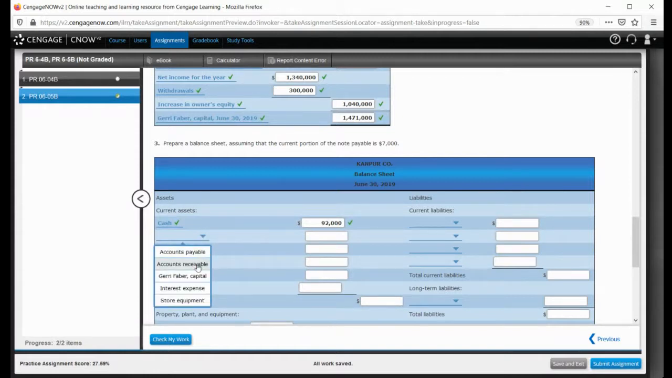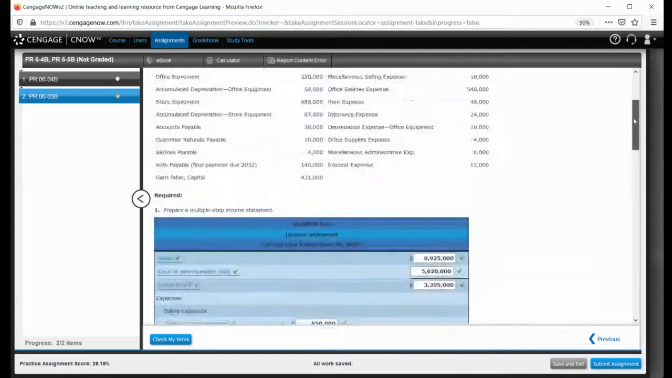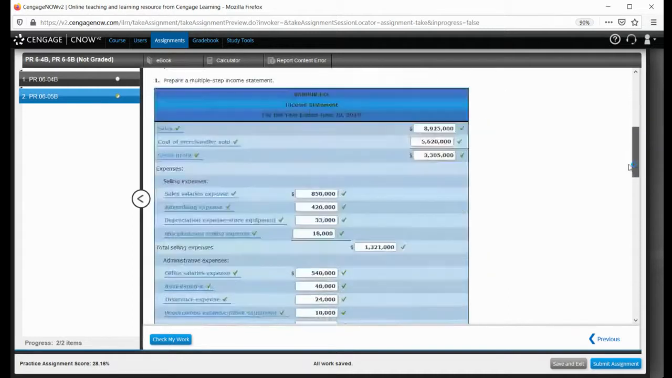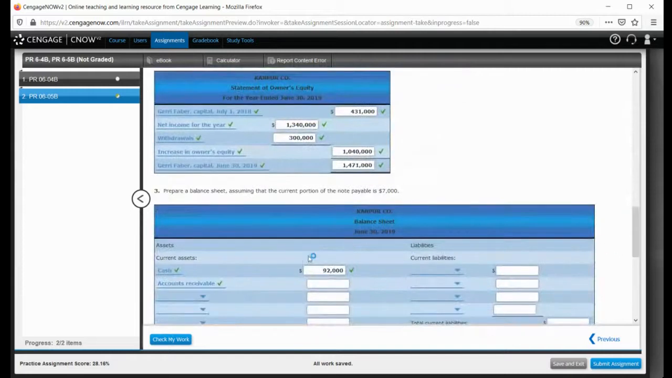The next account that we will list is accounts receivable. Accounts receivable, as you know, is a current asset because we expect that we can convert this $450,000 to cash within 1 year. So 450,000 is going to be plugged in for the amount of the accounts receivable.